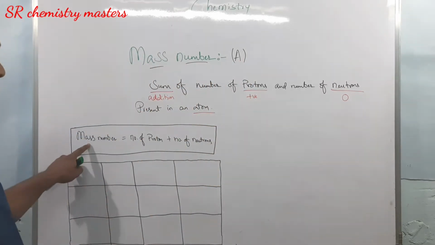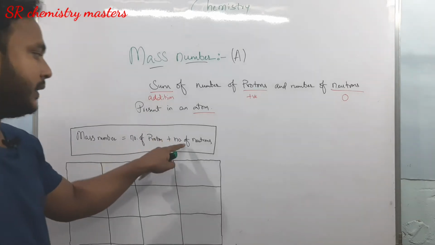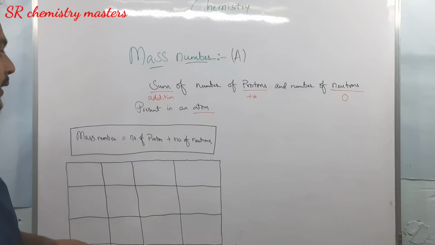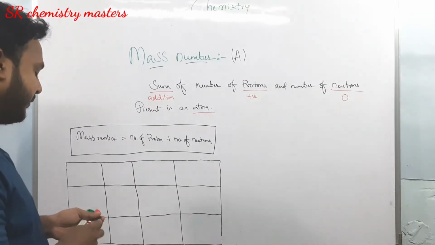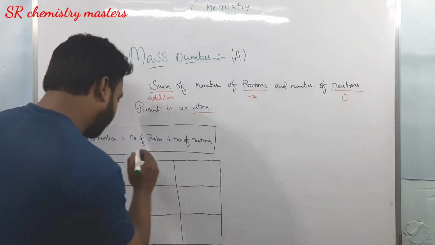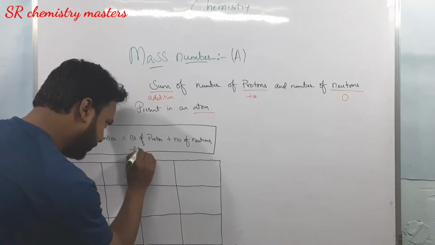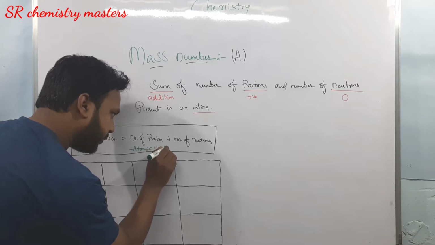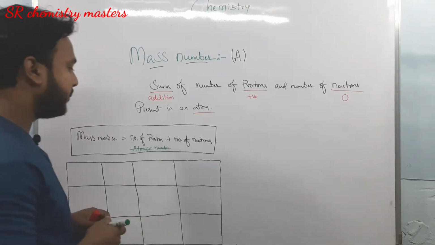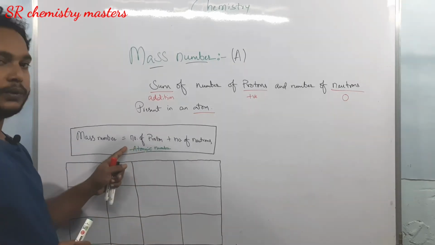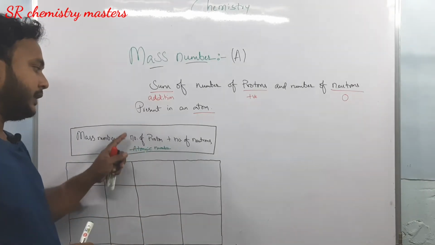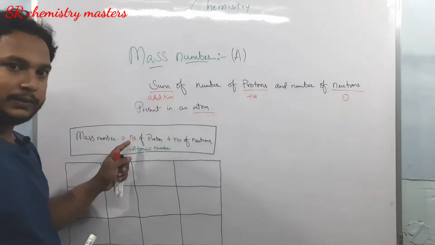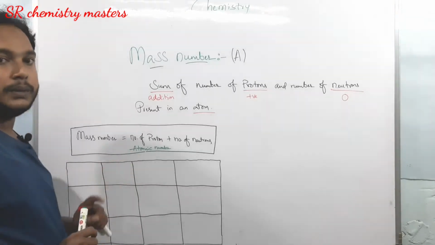You have a formula: mass number is nothing but the number of protons and the number of neutrons present in an atom. Here you have to remember one thing, that the number of protons is equal to the atomic number. Remember, atomic number is nothing but the number of protons itself. If in the question he has given you the atomic number, then it is the number of protons. If he has given you the number of protons, then it is the atomic number.